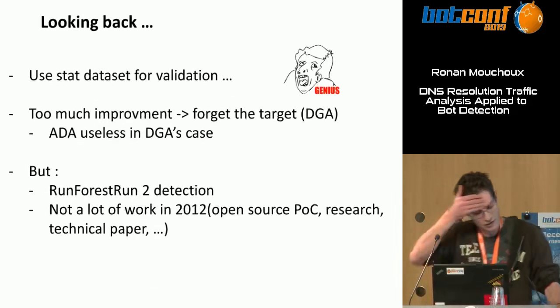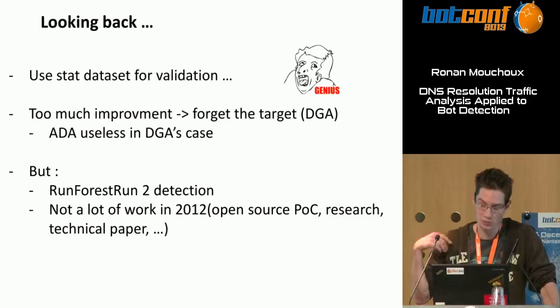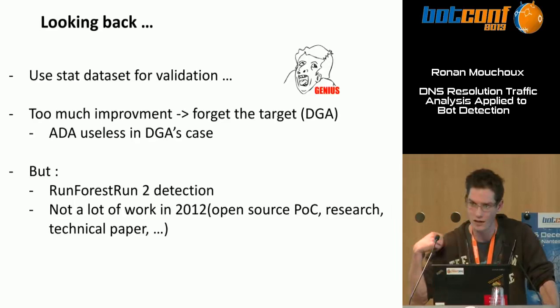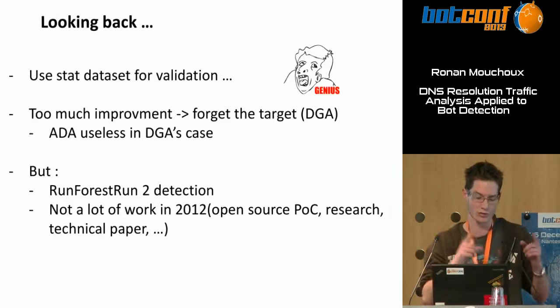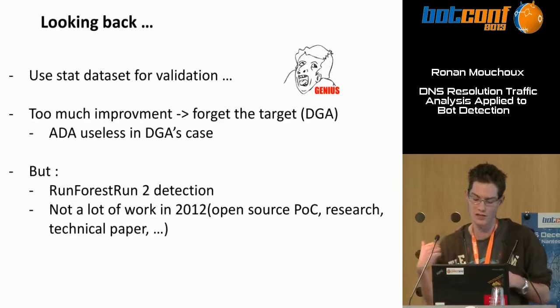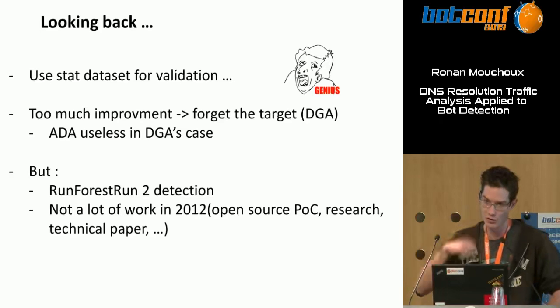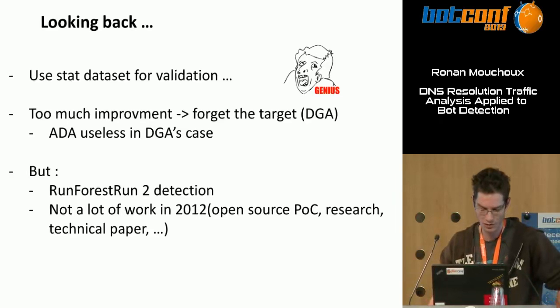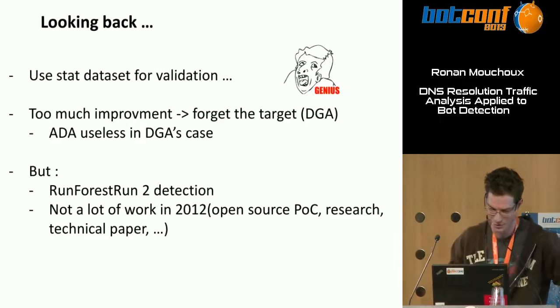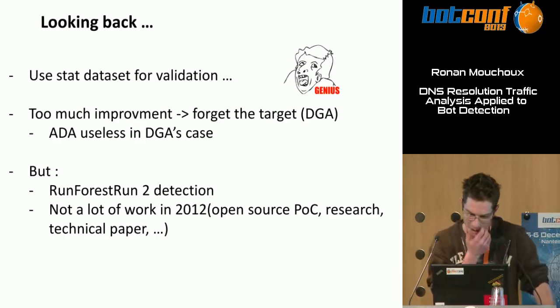So when I look back, the first mistake I made was to use my data set both for the statistics and for the validation. So the first time I launched my script, I had 99% true positives. I thought that was not normal, and I discovered this little problem.